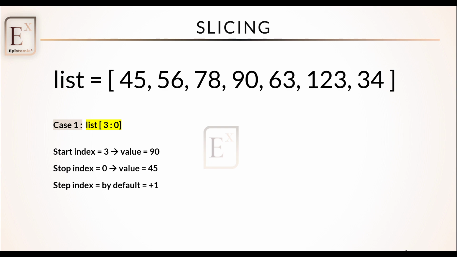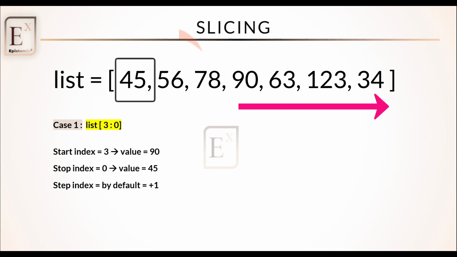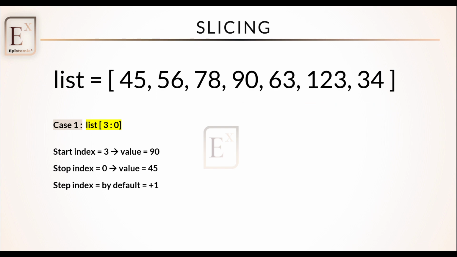Let's try. If we start at index 3, the value will be 90. Next value is 63 and next 123. But according to this expression, stop index is 0 and we are moving forward, but the stop index is behind us. That's why we can never reach index 0. So what will be the final output? We will get an empty list.